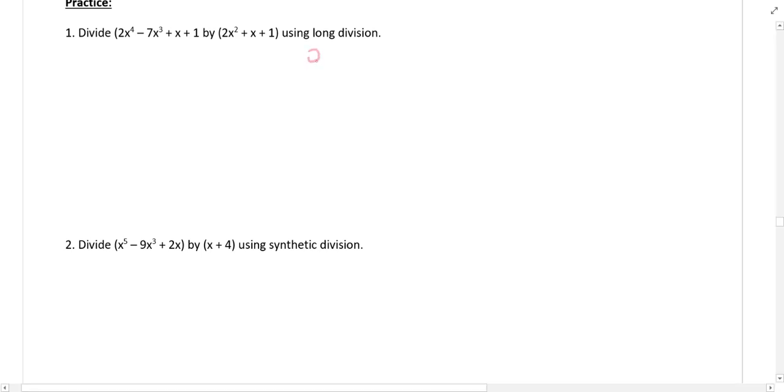So we have 2x squared plus x plus 1. Here I would have to fill in any missing zeros if I did not go in descending order with my x's, but it looks like I'm good to go here. Underneath my division bar, I have a 2x to the fourth, 7x cubed. I'm missing an x squared, so I'm going to put a 0x squared there. Then I have plus x and plus 1.